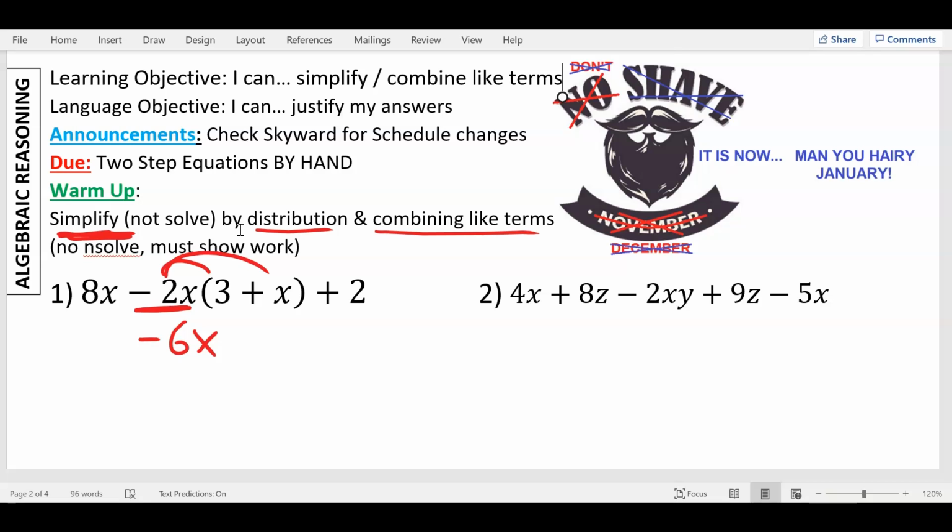Just saying, okay? So let's go ahead and distribute. So negative 2x times just x. What do you think I'm going to write? Okay, negative is part of the answer. Negative.